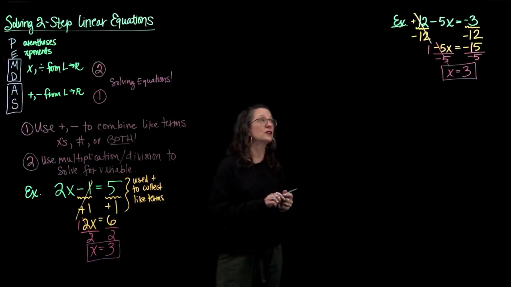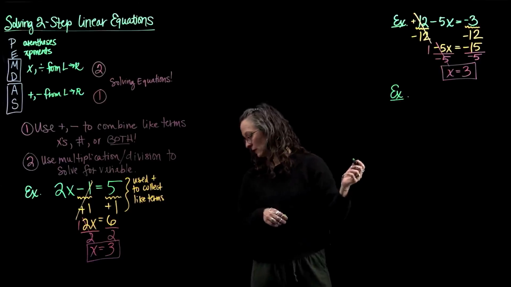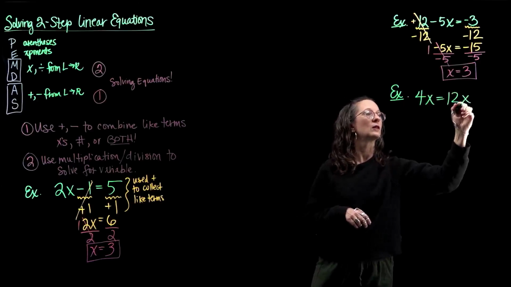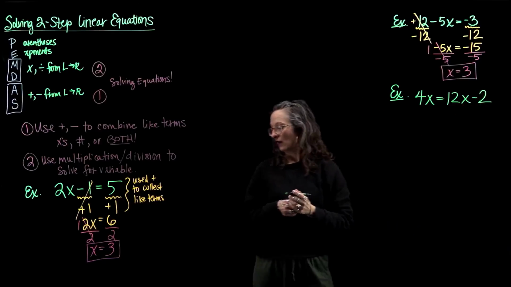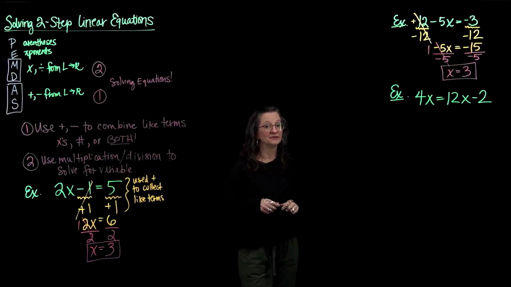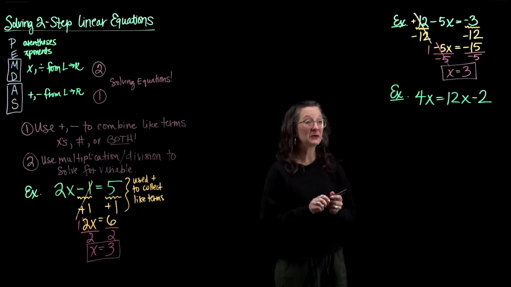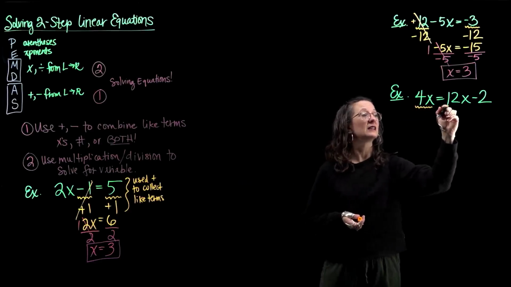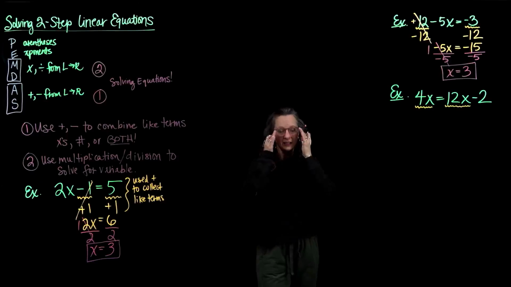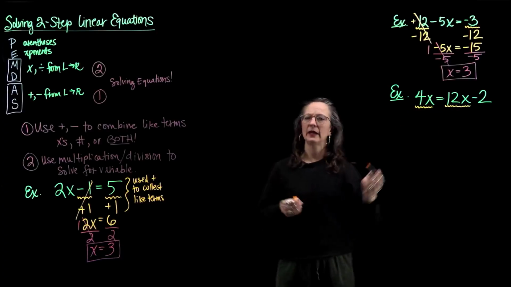All right, let's look at another example. All right, 4x equals 12x minus 2. Now I did something sneaky here. My like terms, I switched what they were. They're not the numbers anymore. Now, the like terms that I would like to combine are the terms with an x. So 4x and 12x are my like terms.